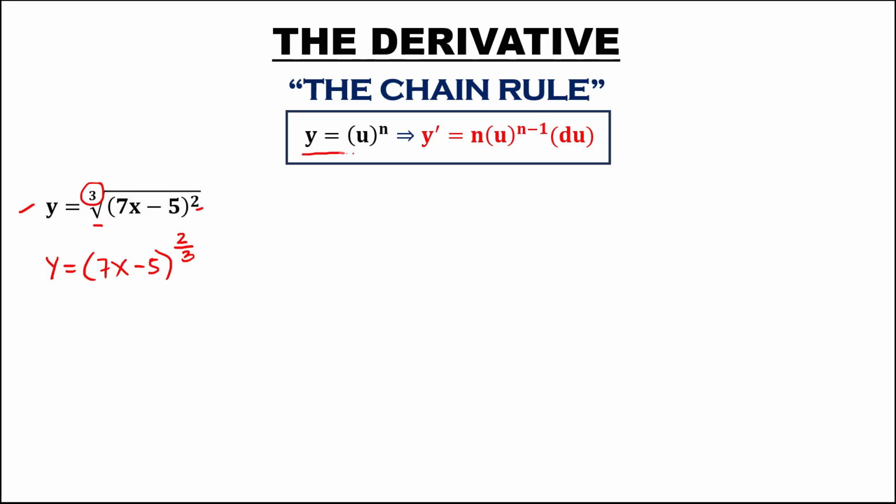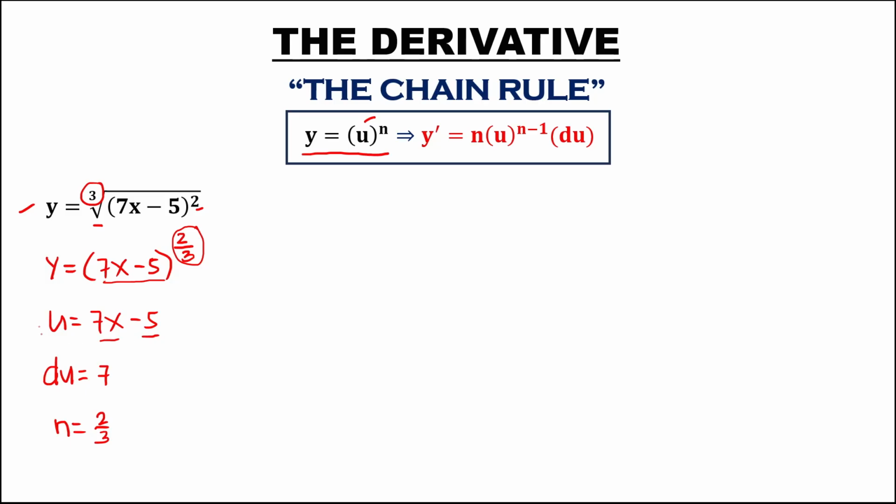Then using now this chain rule formula, u is the equation inside the parentheses, so u equals 7x minus 5, then du, or the derivative of u. Since the derivative of 7x is 7, and the derivative of a constant is 0, du is equal to 7. Then n is the exponent, so that's 2 over 3.